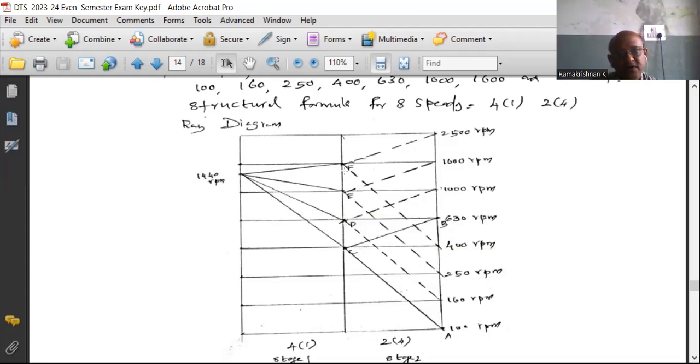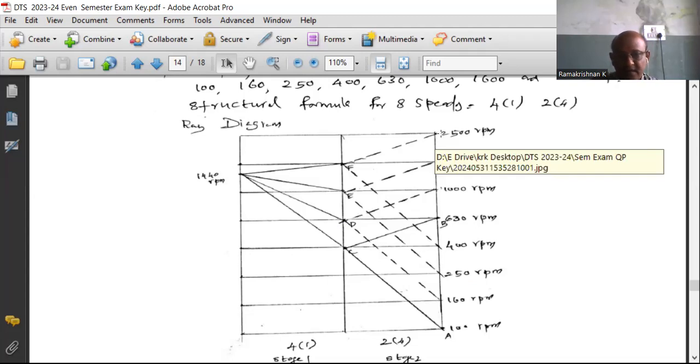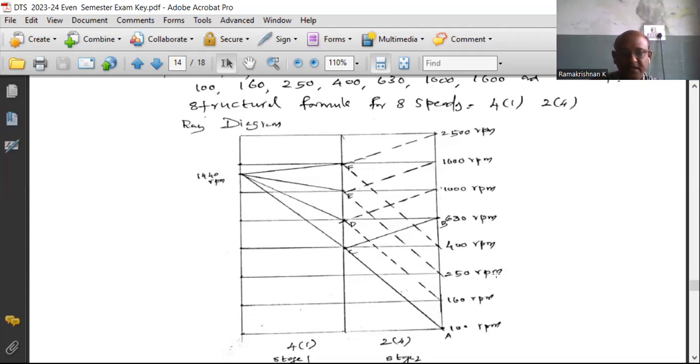Again, you draw the E, F with 400 RPM parallel to the line CA. It is also applicable for E and D. Now, after drawing all the dash lines and solid lines, ensure all the speeds are marked. If it is so, the diagram is correct. Now we have completed the speed diagram.